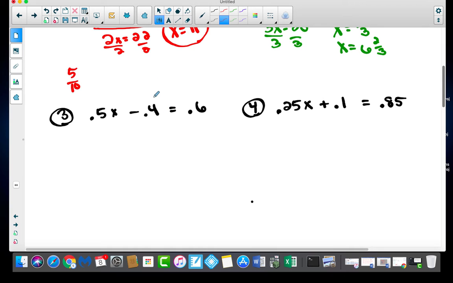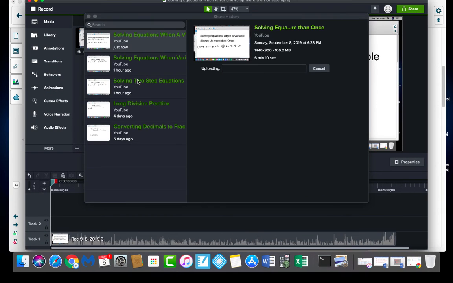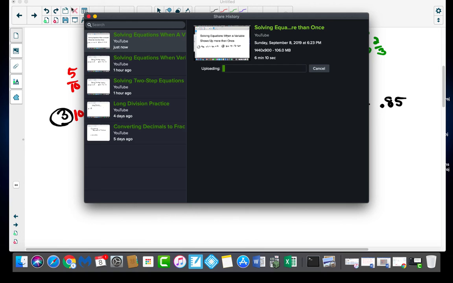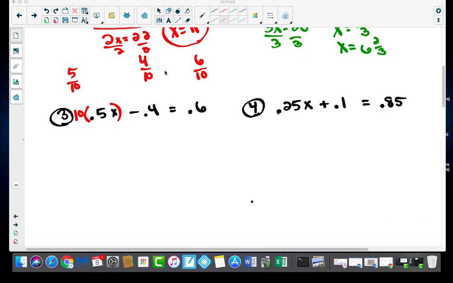Right? And this one's 4/10. And this one's 6/10. What number could I multiply by that would get rid of all my denominators? You got it. I'm going to multiply them all by 10. Oh, no. Something finished itself and got in my way. Be gone with you. All right, so now I'm going to multiply this one.